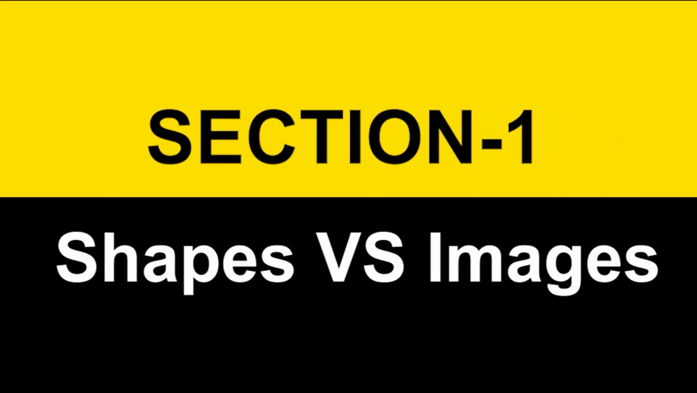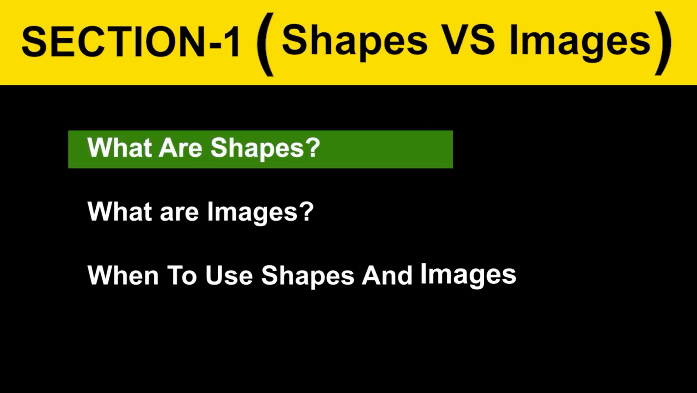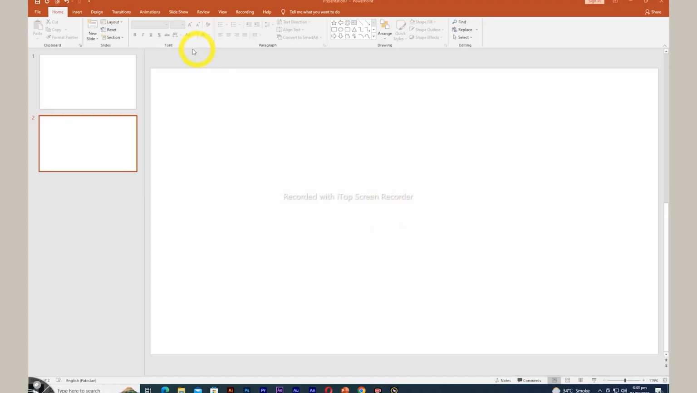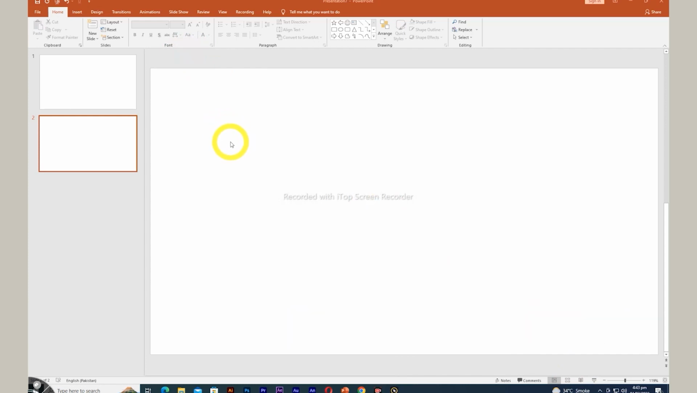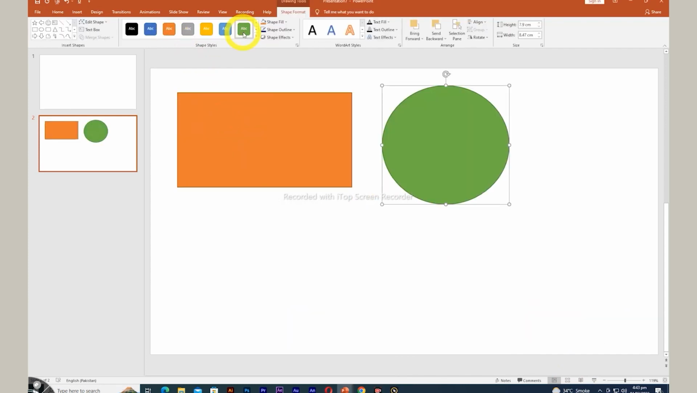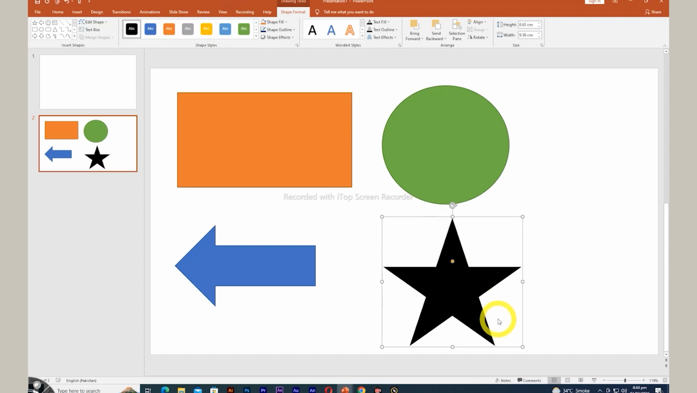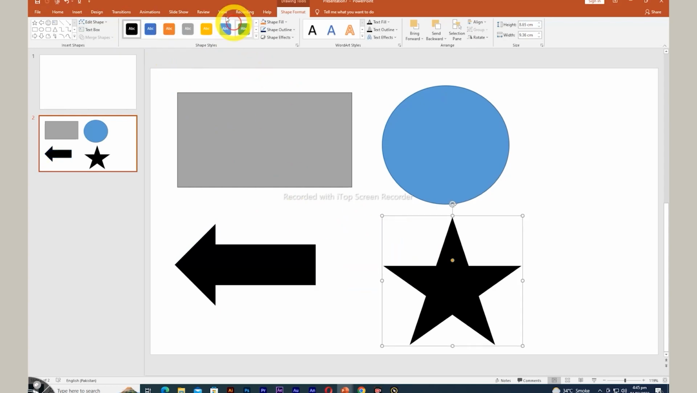Section 1. Shapes versus images. What are shapes? Shapes are cute little graphics that you can add to your slides, like squares, circles, arrows and stars. They're like a visual alphabet that you can use to create all sorts of fun designs. You can even customize the colors and styles to match your presentation.